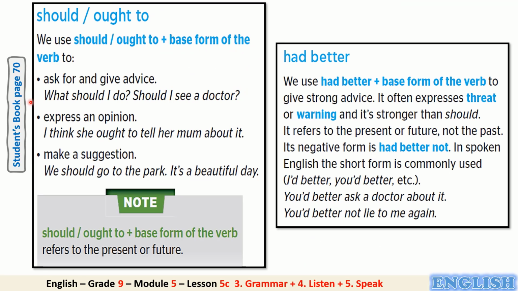Now let's move to the grammar reference in the student's book, page 70. And here we are going to explain the use and the form of these modal verbs. Should and ought to. We use should and ought to plus the base form of the verb. So this is the form, should, and the verb ought to, plus the base form of the verb.